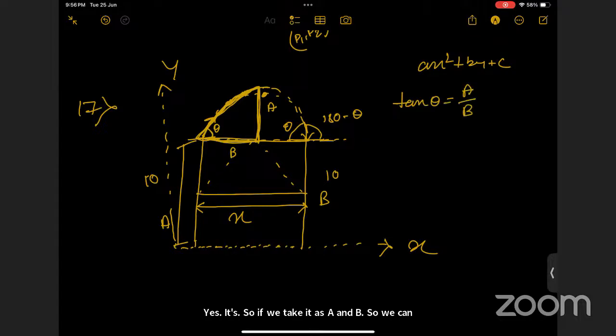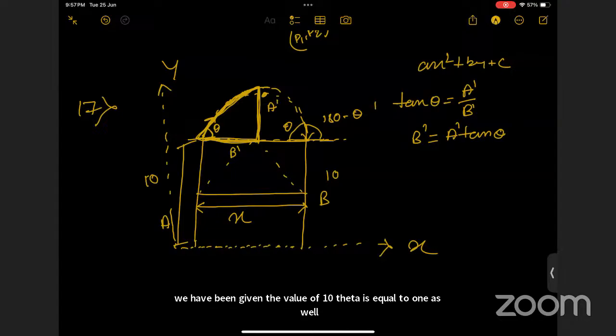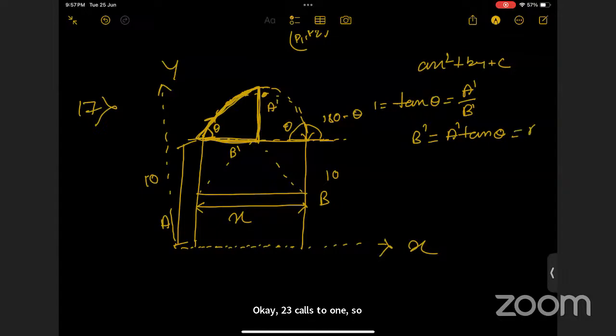Okay. So from here we have B equals to A by tan theta. So A dash, otherwise there will be some confusion. And we have been given the value of tan theta is equal to 1 as well. Okay, tan theta equals to 1. So the distance between B and A, it will be 2B dash, right?